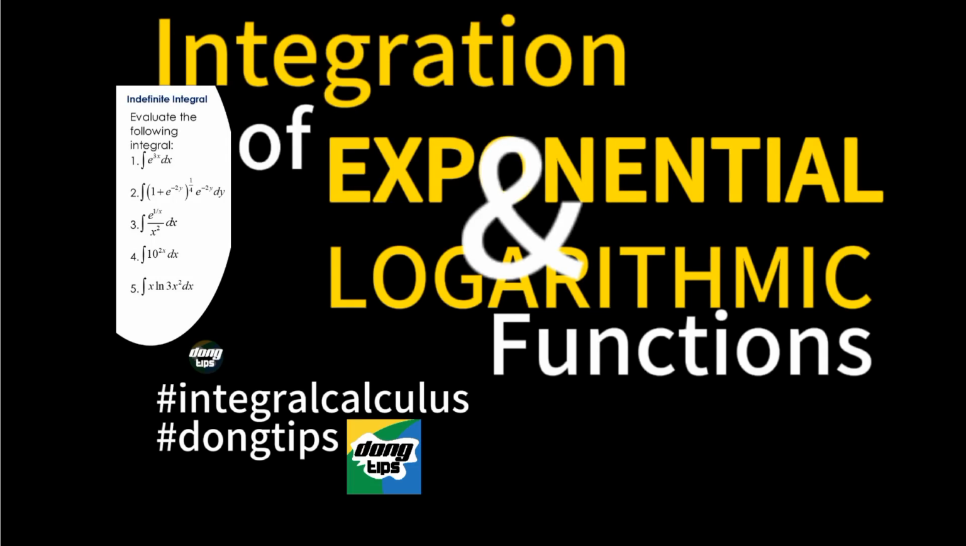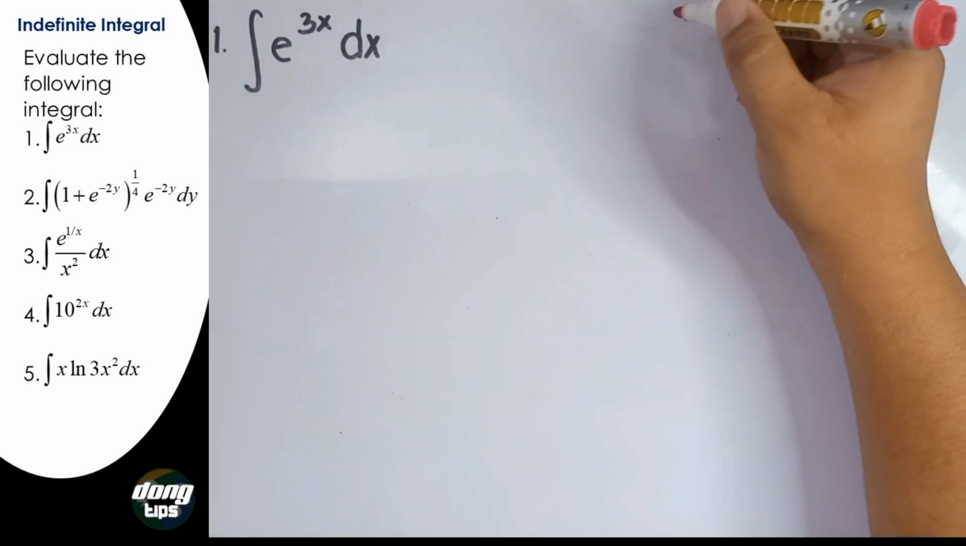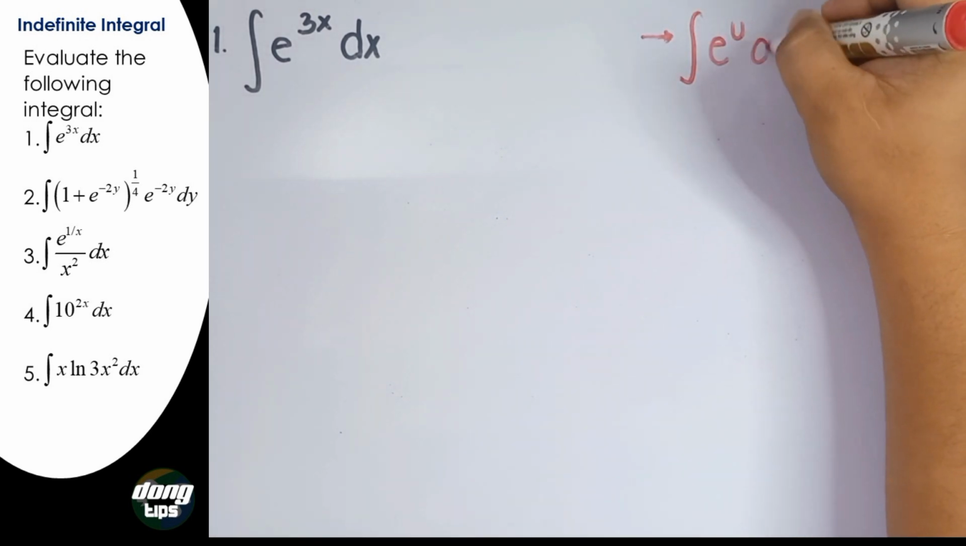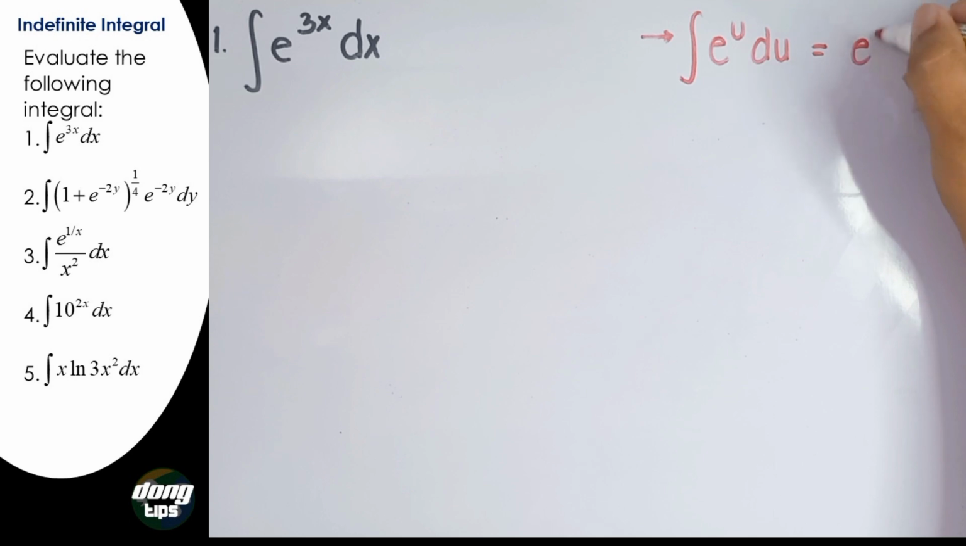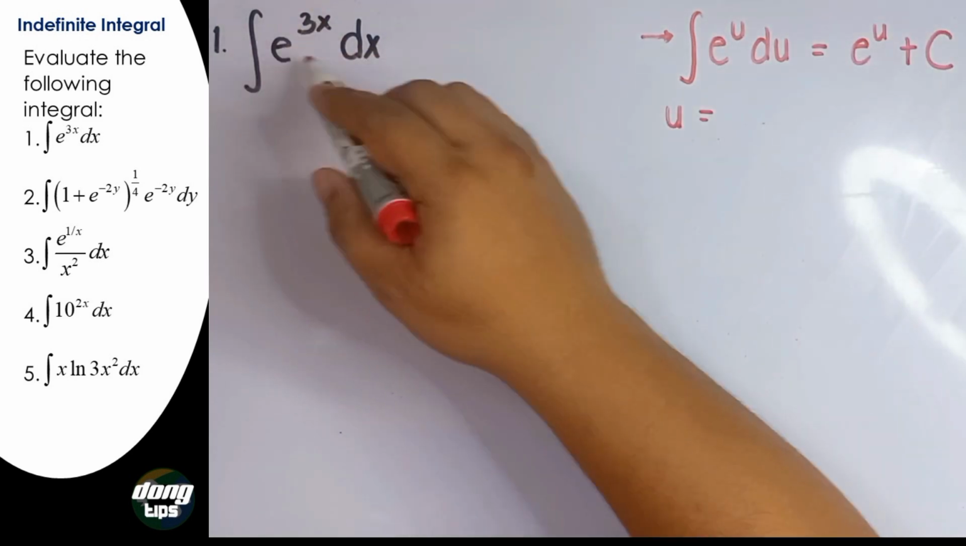Sample problems on how to integrate exponential and logarithmic functions. Evaluate the following integral. Number 1 is the integral of e to the power of 3x dx. We will use the formula: the integral of e to the power of u du equals e to the power of u plus c. From the given function, u is 3x.